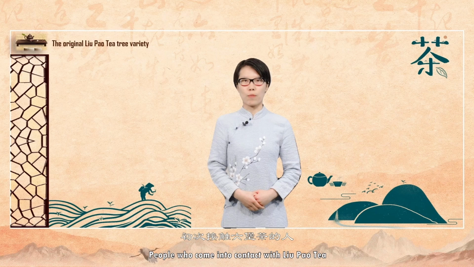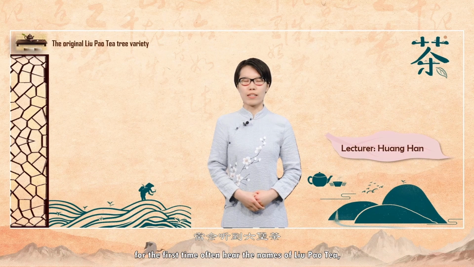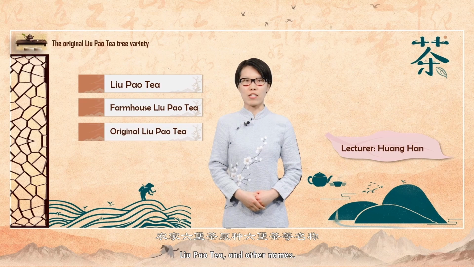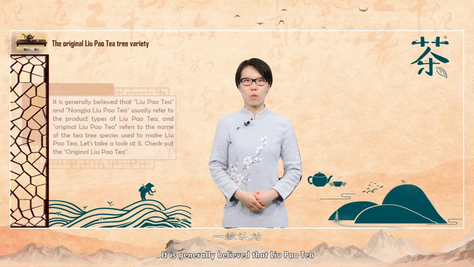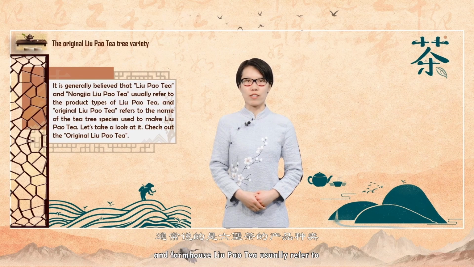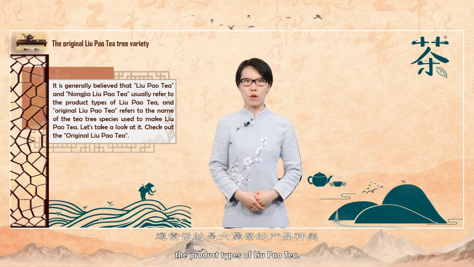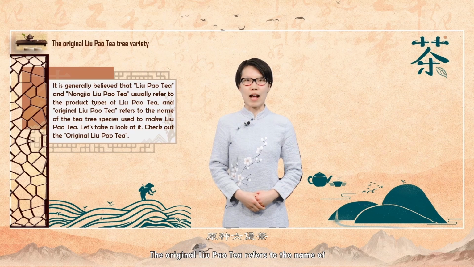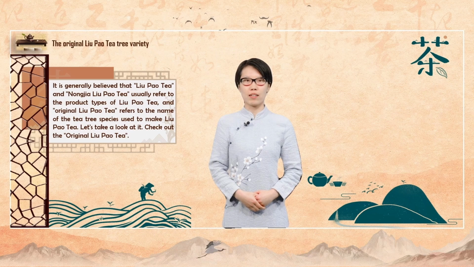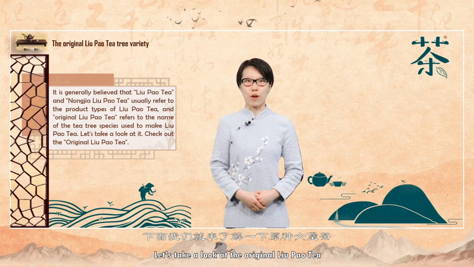People who come into contact with Liu Bao tea for the first time often hear the names Liu Bao tea, original Liu Bao tea, and other names. It is generally believed that Liu Bao tea and farmhouse Liu Bao tea usually refer to the product types of Liu Bao tea. The original Liu Bao tea refers to the name of the tea tree species used to make Liu Bao tea. Let's take a look at the original Liu Bao tea.